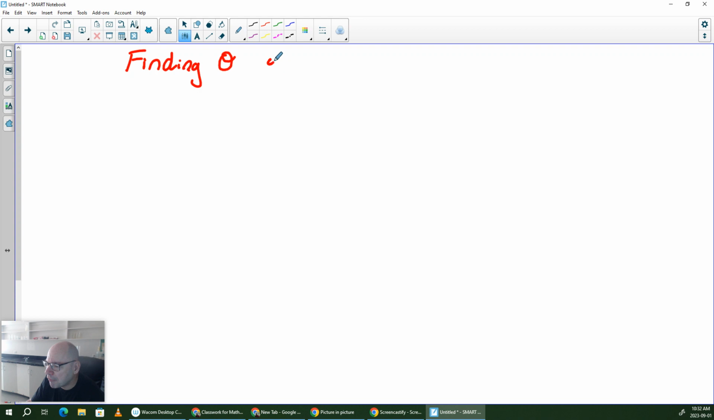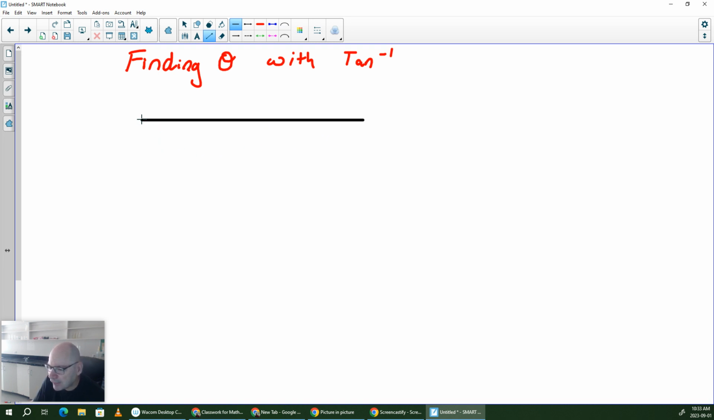theta with inverse tan. Now, inverse tan looks like this on your calculator. So if you're looking, you can find the tangent button, and it's right above the tangent button on most calculators. And you'll have to use your second function or your inverse button, depending on the type of calculator you have. So let's say that we have this triangle here. I'll draw it out. And let's say it looks something like this.